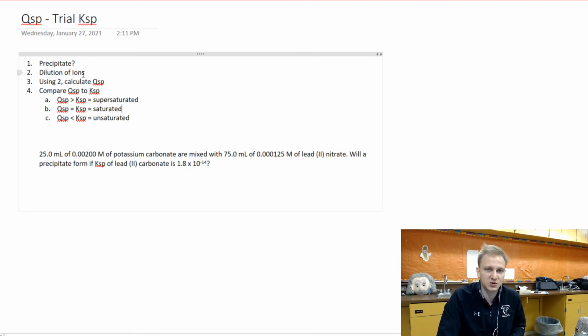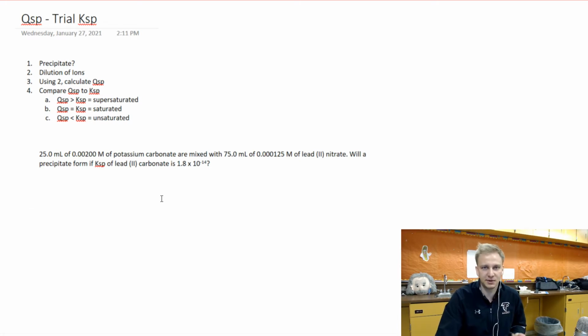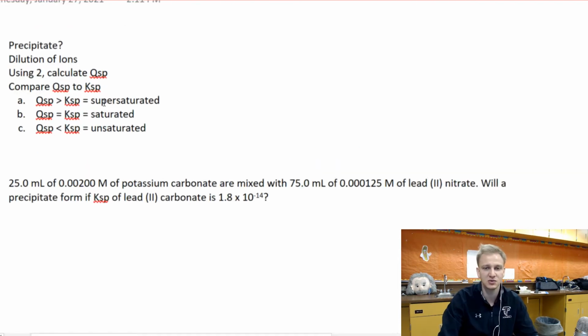First thing we're going to do is write a balanced chemical equation and decide, is there a precipitate that can be formed in this reaction? Step 2 is we are going to look at the dilution of the ions and see how much these ions are being diluted, how much I need to convert them using M1V1, M2V2. Third thing we'll do is, using step 2, we'll calculate a trial KSP. We'll calculate QSP. And then we'll compare the QSP to that KSP.